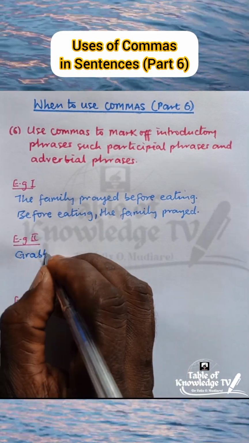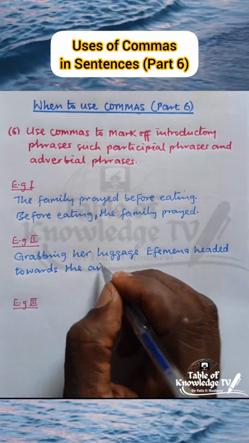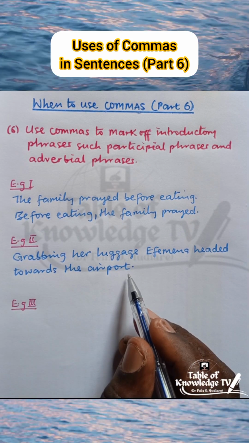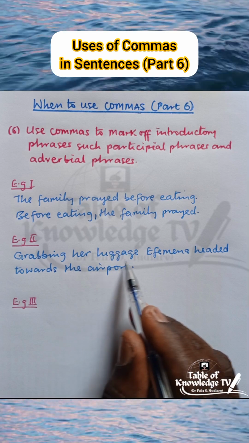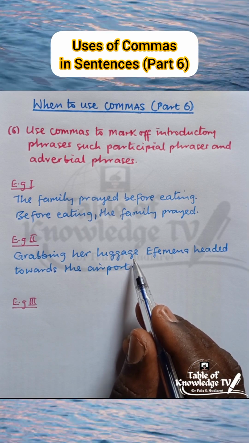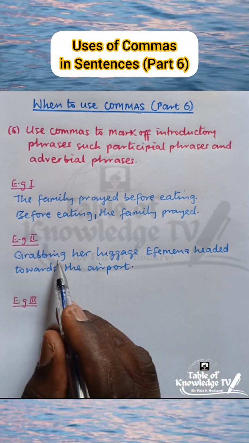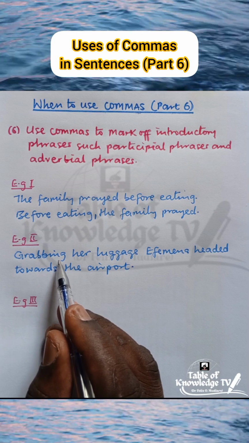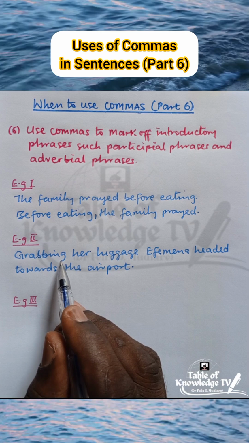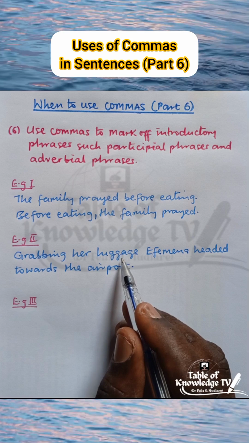Example 2. Grabbing her luggage, a femina headed towards the airport. The main sentence here is a femina headed towards the airport. This expression, grabbing her luggage, is a phrase. It is a participial phrase. What is a participial phrase? A participial phrase is a phrase that begins with a participle, be it a present participle or a past participle. In this case, grabbing is a present participle.